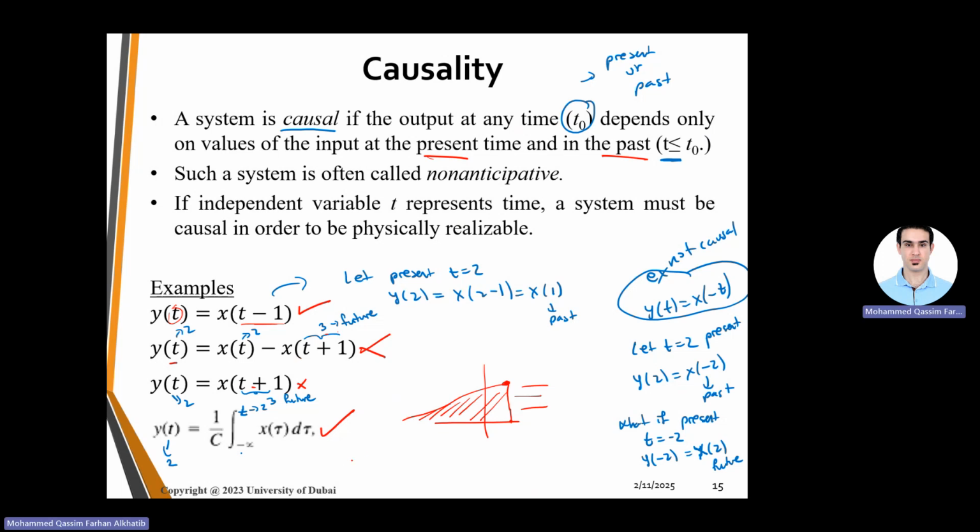However, if the limit was like this, y of t equals the integral from t to infinity of x of tau d tau, this one is not causal. Why? Because it's waiting for future values of t.